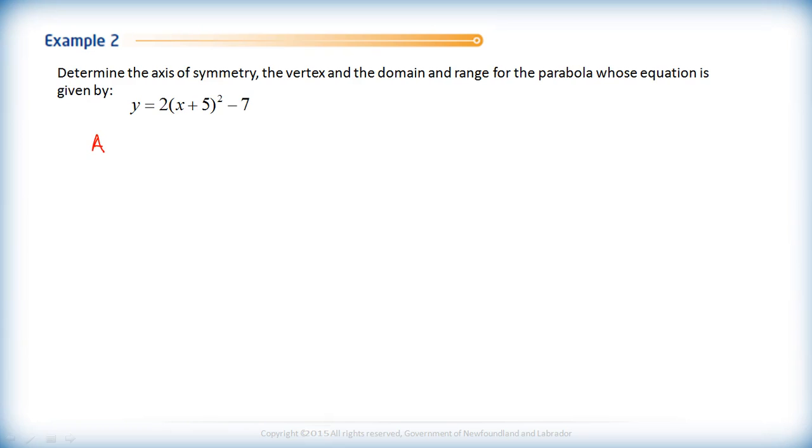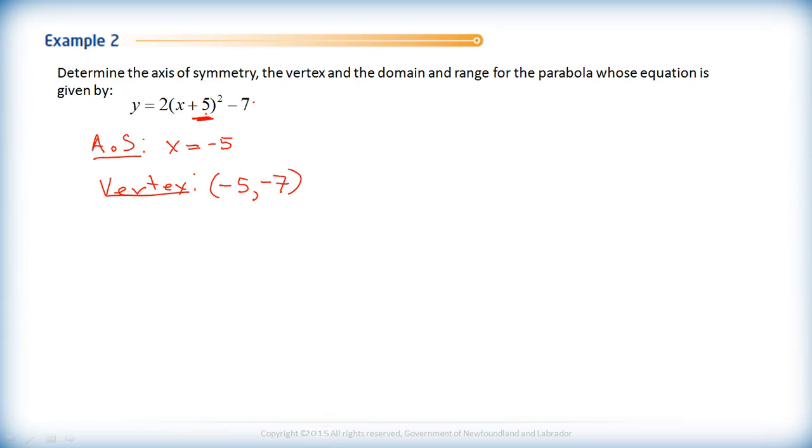So axis of symmetry first, and the axis of symmetry is the same as the x-coordinate of the vertex, and that's the value of h, so we change the sign, that'll be at x = -5. That was easy. So then our vertex here is going to have coordinates of (h, k), so that's going to be -5 and -7 for k. So we change the sign on x, we don't change it for y. Alrighty. So from there now we have to find the domain and range.